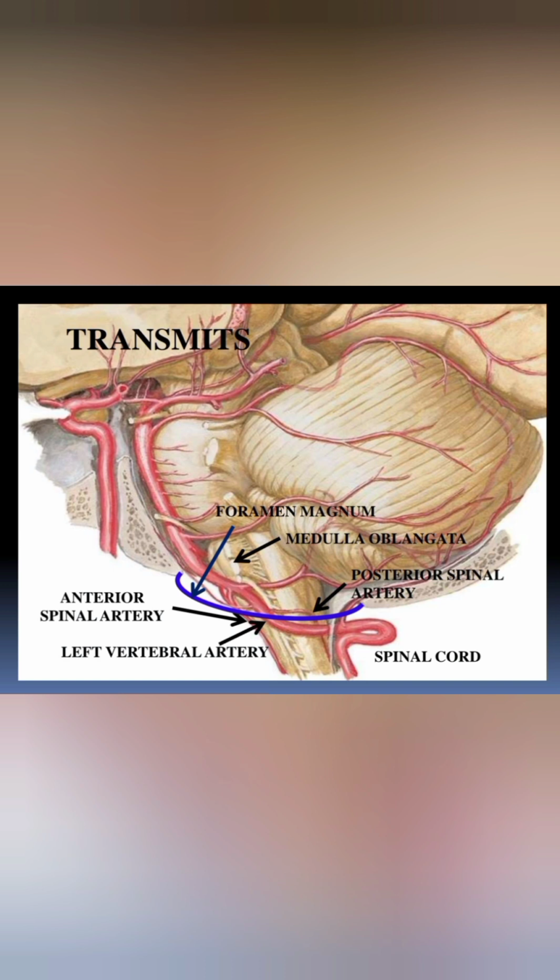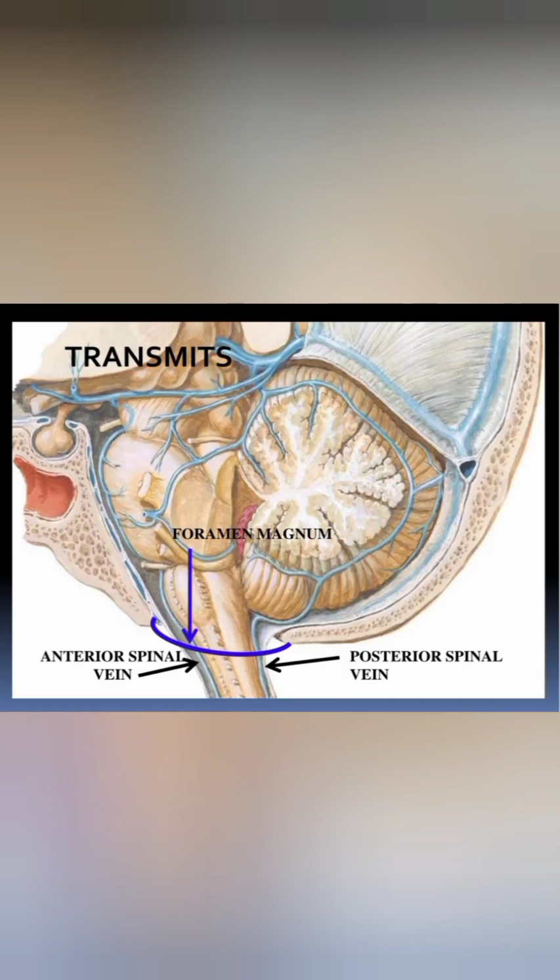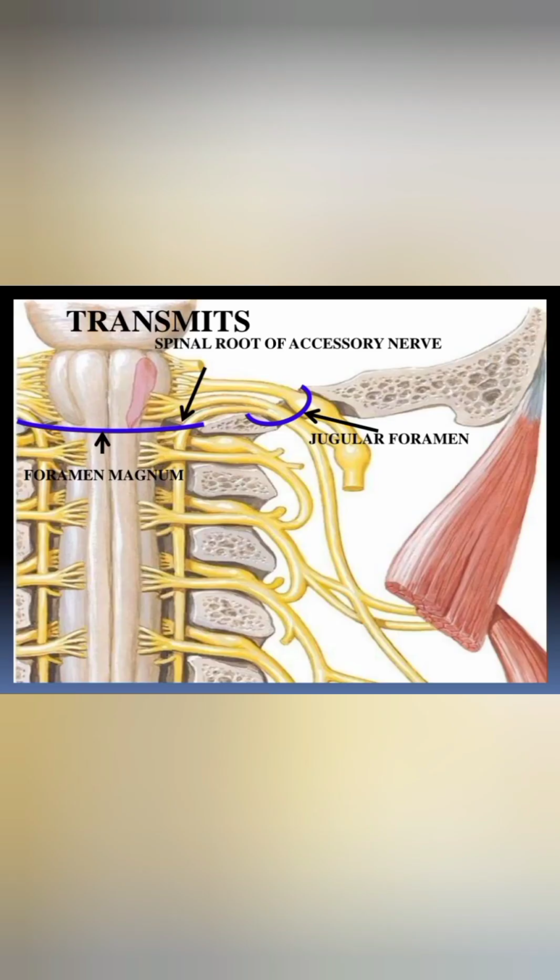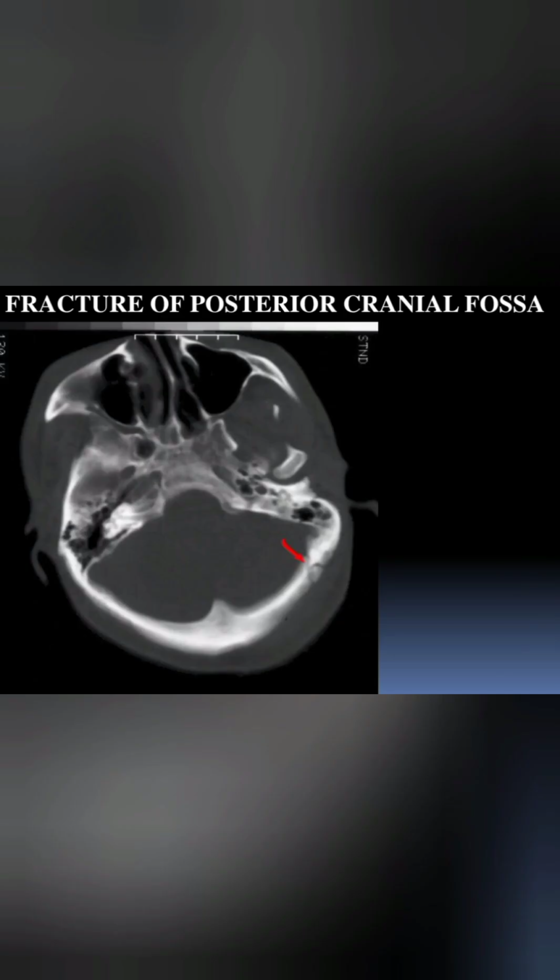The vertebral artery enters into the foramen magnum and the anterior spinal artery and posterior spinal artery emerge out from the foramen magnum. It also transmits the anterior spinal vein and the posterior spinal vein. The spinal root of the accessory nerve also passes through the foramen magnum, which joins with the cranial root. Regarding the applied aspects, fractures of the posterior cranial fossa can occur when a blow occurs on the posterior aspect of the head.